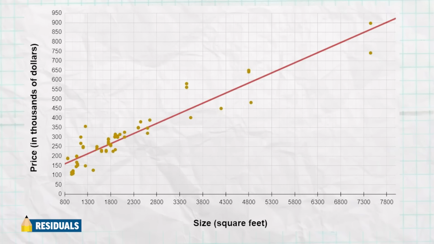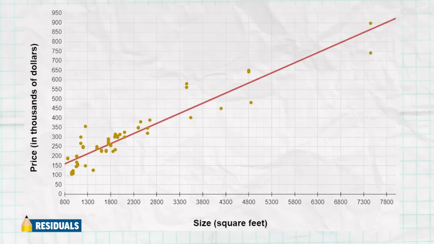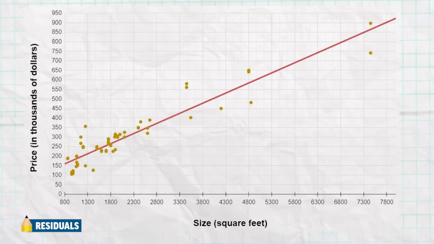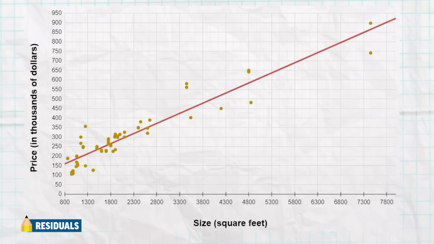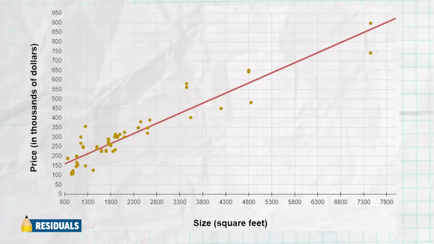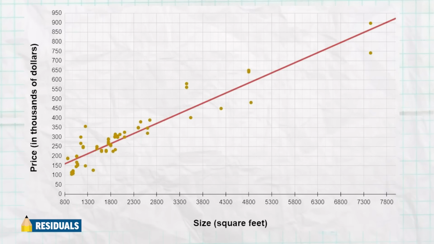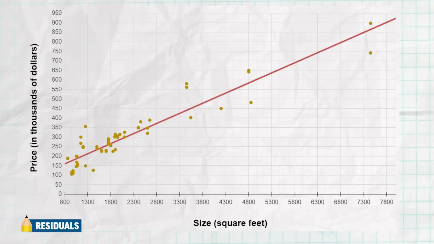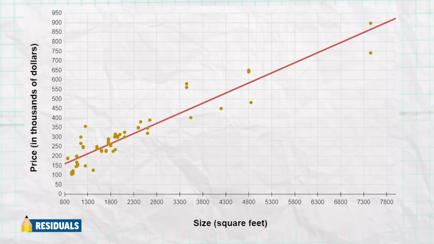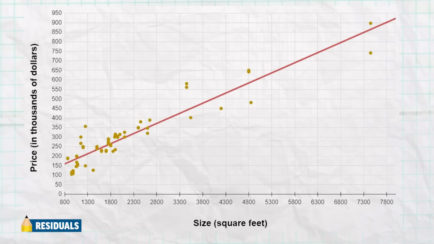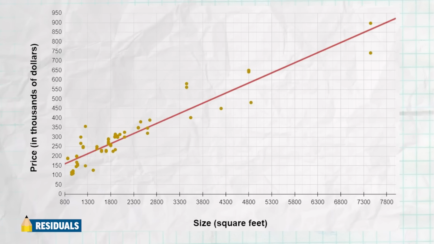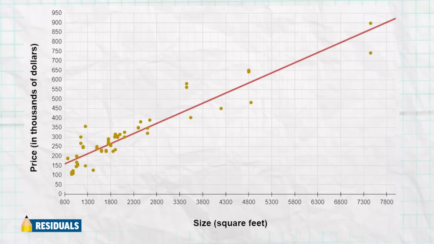Here we see a scatter plot of the size of several houses in square feet and the price of those houses in thousands of dollars. We've already said that we see a very positive and strong relationship here. As the size of a house goes up, so does its price. But now added in is the linear regression model in red. The residuals, again, are the vertical distances between the predictions from the line and the actual points.